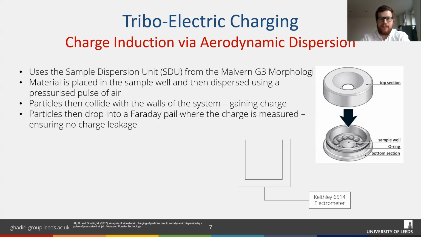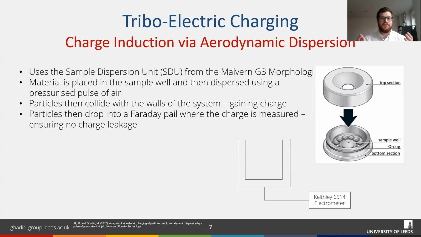So this has been developed in-house, and we use the sample dispersion unit from the Malvern G3 morphology, which you may or may not be familiar with. Essentially the material is placed within the sample well in the diagram that you see on the right-hand side, and then it's dispersed using a pressurized pulse of air. So the particles then collide with the walls of the sample dispersion unit, gaining charge, and then they drop directly into a Faraday pail, which is quite a classical way of measuring charge.